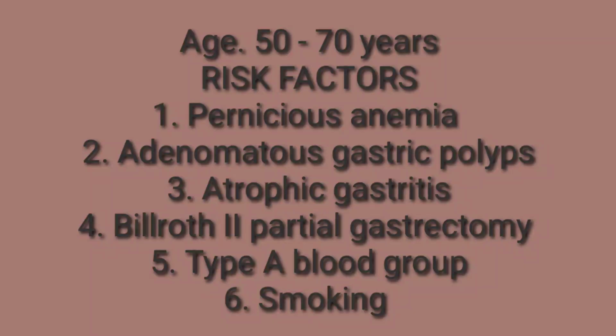There are multiple risk factors associated with gastric adenocarcinoma. On the top is pernicious anemia. Adenomatous gastric polyps are also prone to develop gastric adenocarcinoma. Atrophic gastritis. If the patient has been through a Billroth 2 partial gastrectomy, he must be monitored for the development of gastric adenocarcinoma. Type A blood group people are prone to gastric adenocarcinoma, and smoking is one of the major risk factors for the development of gastric adenocarcinoma.